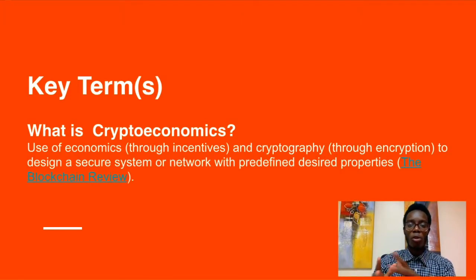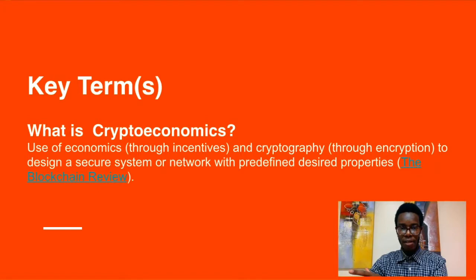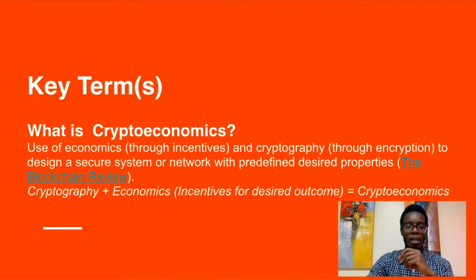Crypto economics is the use of economics, that's just giving people incentives, right? And cryptography, that's pretty much encryption to design a secure system or network with predefined desired properties. It's pretty much cryptography, which is the security bit where we add up encryptions, and then economics, where we give incentives for people who do the right thing, and we punish the people who don't do the right thing, right? And when you add this, it gives you crypto economics. So incentivize people to do the right thing, and as well have that cryptography framework for security. And this is a huge aspect of the blockchain protocol that makes it very unique, very secure, and very different from just your typical distributed decentralized database.